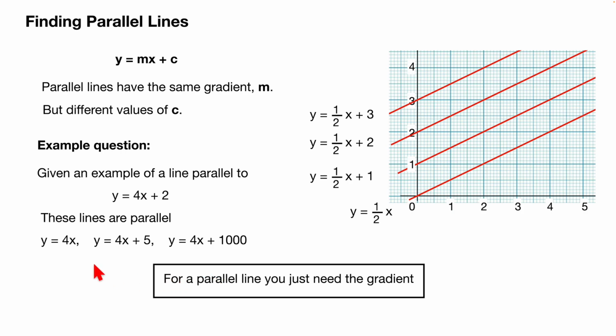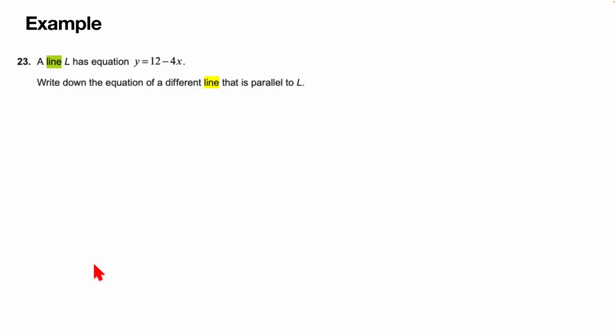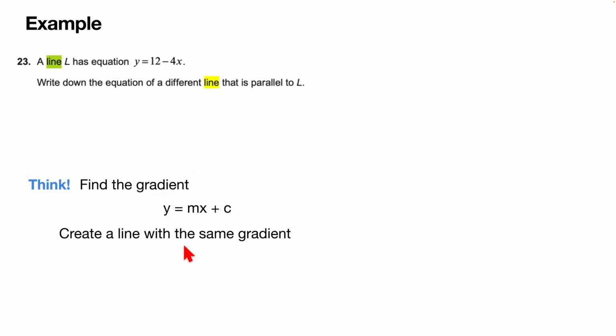Let's have a look at an actual example from a paper here. A line L has the equation y equals 12 minus 4x. Find an equation for a different line. You can't just give the same line, that would be too easy. That is parallel to L. So have a think. We're going to find the gradient. We're using this formula, and we're going to create a line with the same gradient.